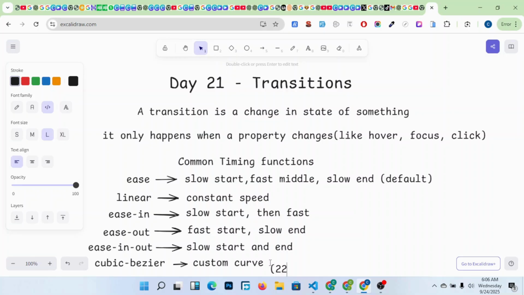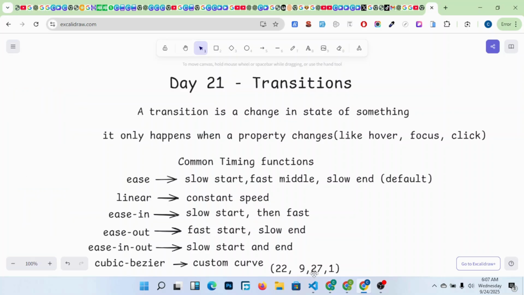22, for example, like this is 9. And it will appear like, for example, like this is 27. And this one will be like 1. So this one looks to be a little bit weird. But for beginners, I think this one you will not cover it. We shall cover it in the future, that cubic-bezier. But right now, you get to know these ones here.